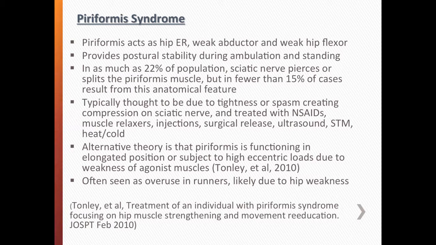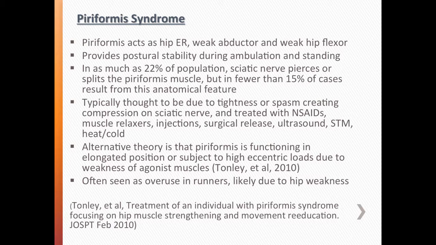Now let's look at piriformis syndrome. The piriformis is a hip external rotator. It is also a weak hip abductor and a weak hip flexor. It provides postural stability for ambulation and standing. In as much as 22% of the population, the sciatic nerve pierces or splits the piriformis muscle, but in fewer than 15% of these cases does the syndrome result from this anatomical feature. It's typically thought to be due to tightness or spasm, which creates compression on the sciatic nerve.